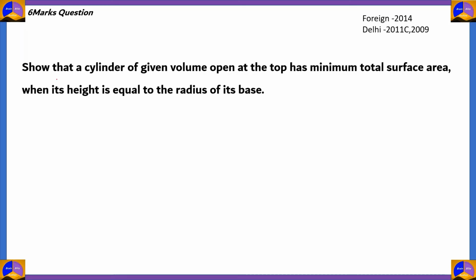Now let's go to the next question. Okay, so now let's look at our next question. Show that a cylinder of given volume open at the top has minimum total surface area when its height is equal to the radius of its base. Let's look at this question.